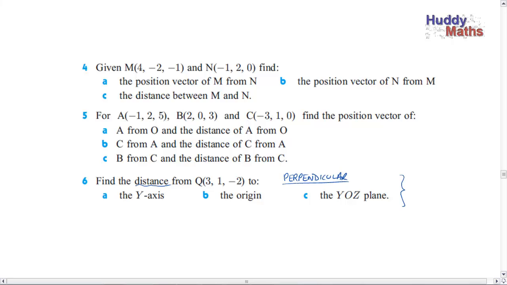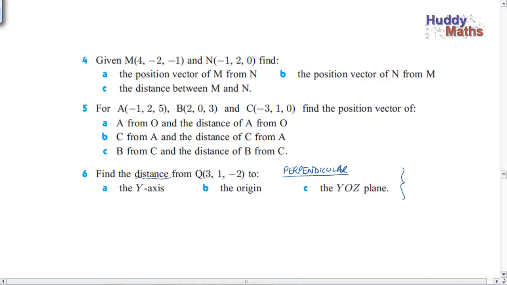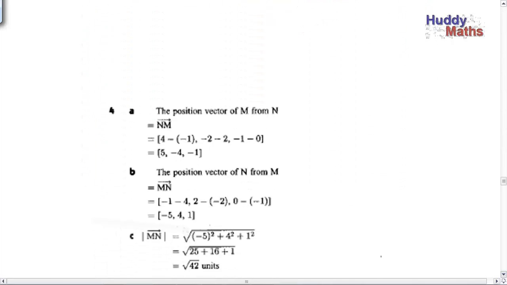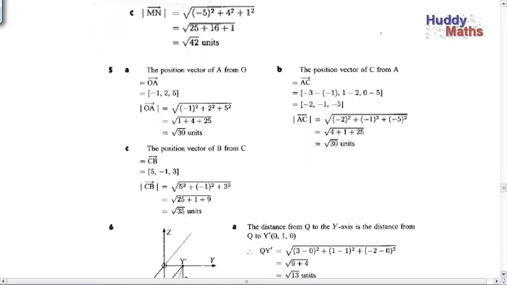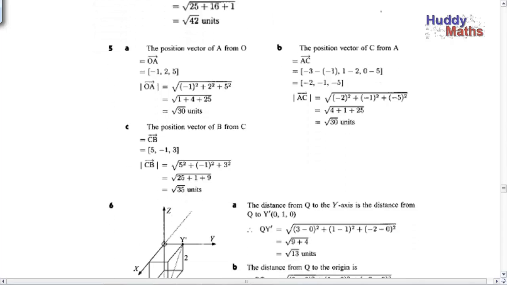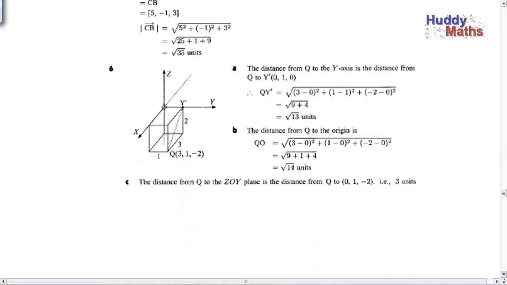Okay, so have a go, pause the presentation. You might have to discuss some of these answers with your teacher and classmates. Alright, I'm going to show you the answers now. Come down and have a look at 4, 5 and 6. Okay, so there's 4 and 5. Okay, and finally 6. 6 is the interesting one.